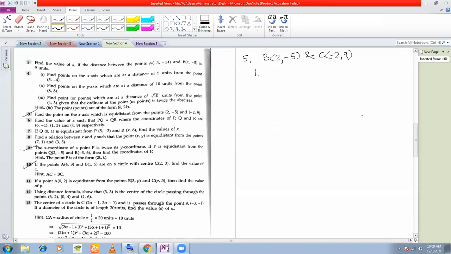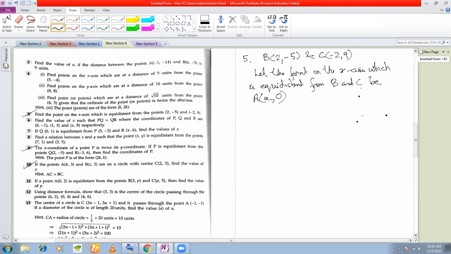So if I say let the point A on the x-axis be equidistant from B and C. Since A is on the x-axis, what should I take the coordinates of A to be? Let us take the coordinates of A to be (a, 0), right? Now A is equidistant from B and C. What does it mean? That means the distance of A from B and C is the same, right?